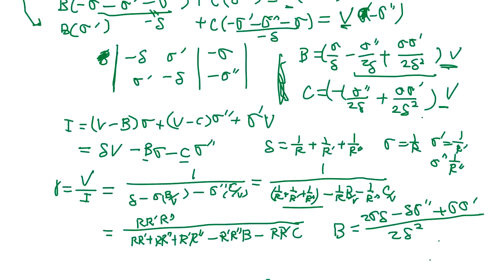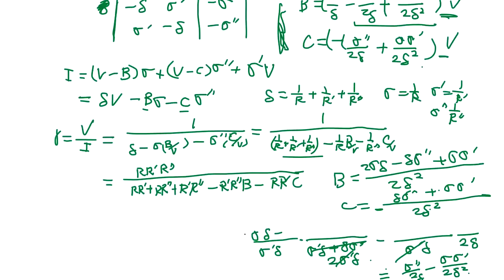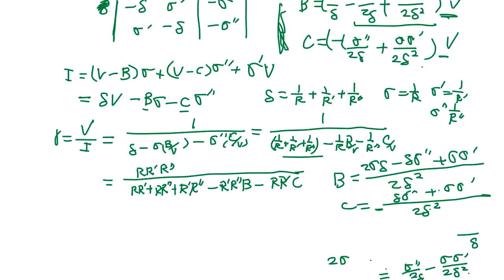Okay, and C is 2 delta squared. C is negative delta sigma double squared plus sigma prime. Okay, we need more space. Anyway, the remaining is just to plug in R prime, R double prime, and clean up.